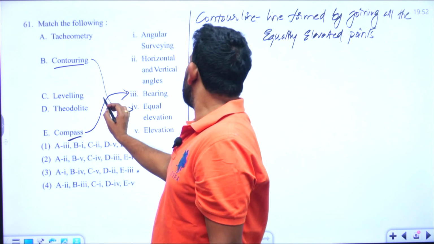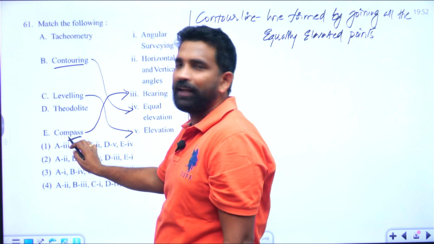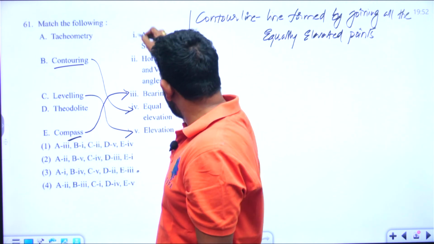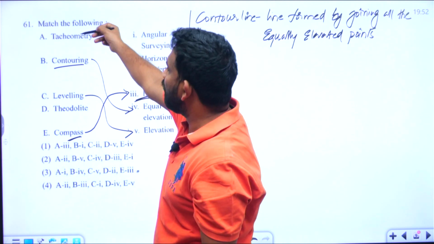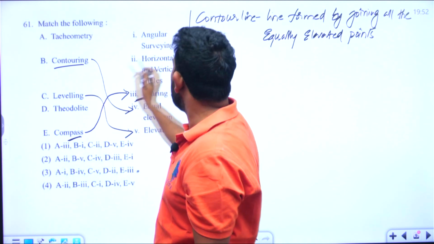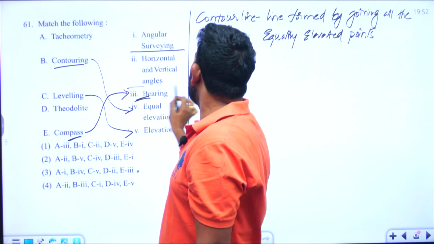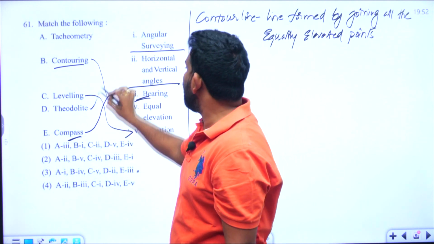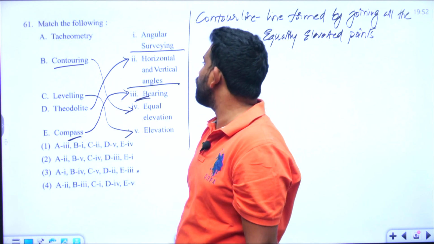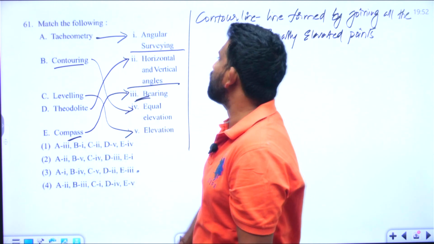Leveling deals with elevations. Because we do know compass surveying is an angular instrument, but here the more suitable option will be bearing. Now the options remaining are between tachymetry and theodolite. Here, among the remaining options, angular surveying and horizontal and vertical angles are there. More precisely, theodolite is for measuring the horizontal and vertical angles, and tachymetry is a method where we measure for angular surveying.